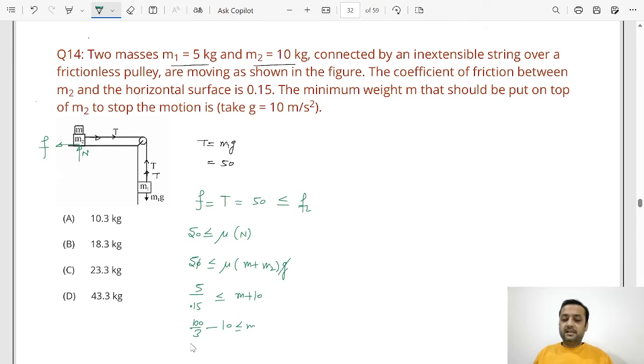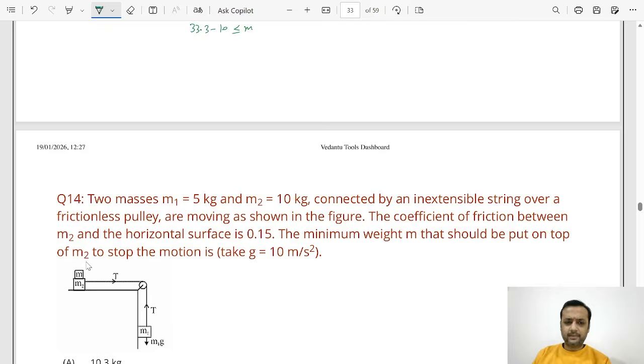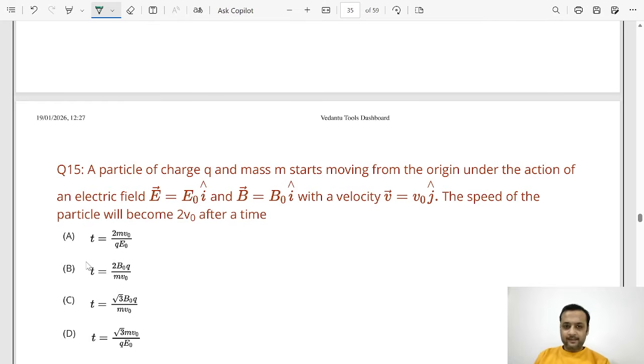That means 100 by 3 is 33.3, minus 10 should be less than or equal to m. So m should be greater than 23.3, and the minimum value required is 23.3. That is the idea of this question. I hope you have understood. All right, very easy question. I think mechanics you will do, right?